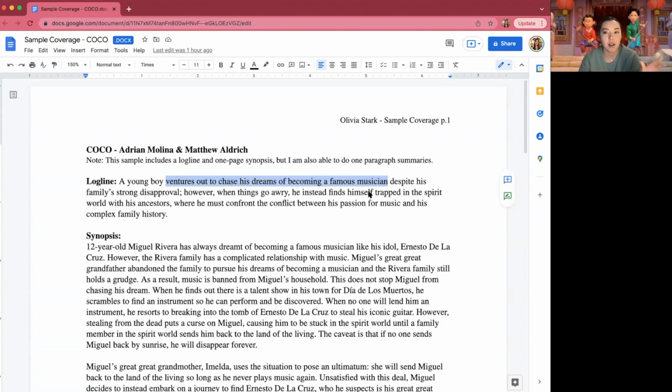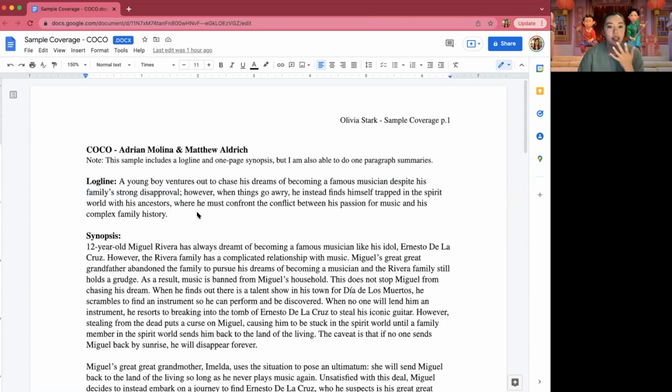But then you also want to set up what is the conflict of this story, because it's not really a movie, right, if it's just a young boy who wants to become a famous musician. There's no conflict there. So then I write, despite his family's strong disapproval. Kind of just find a concise way to establish main character, drive, and what is the initial conflict set up at the beginning of the story.